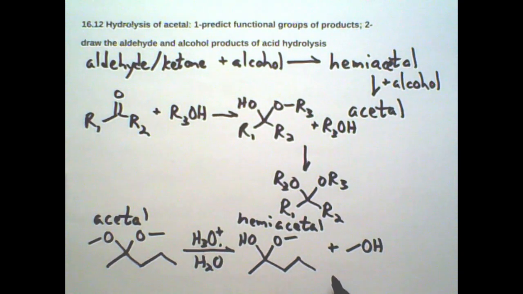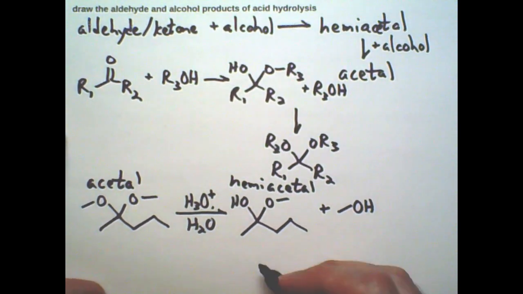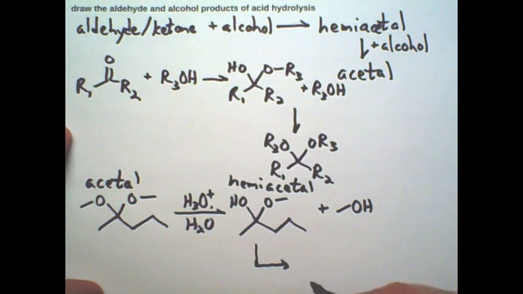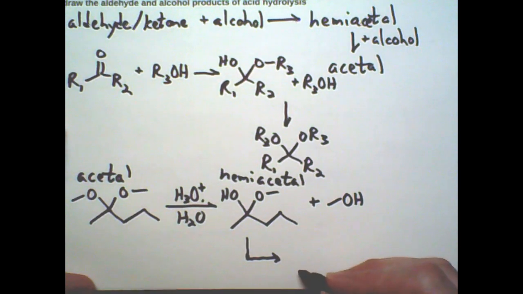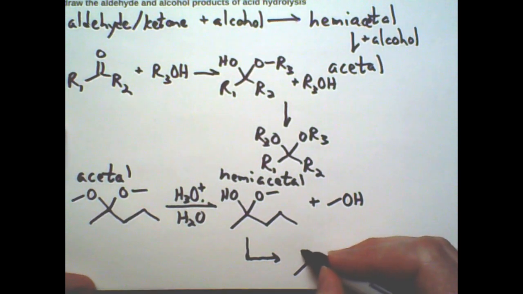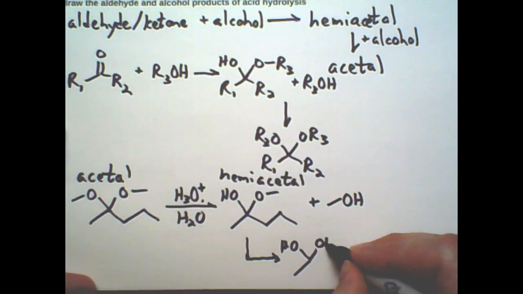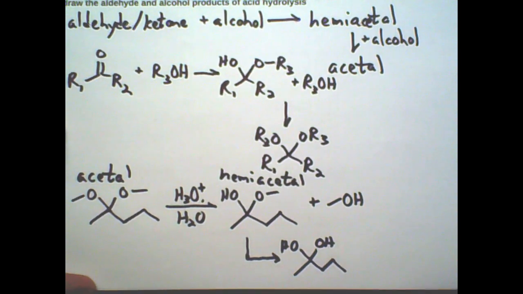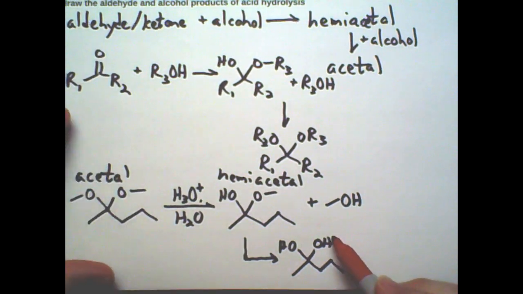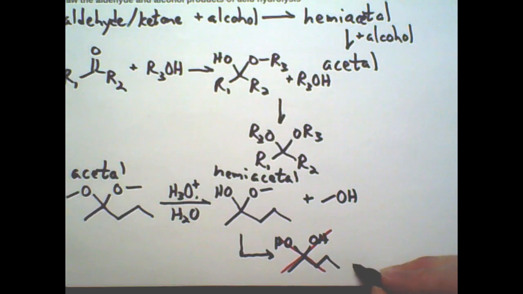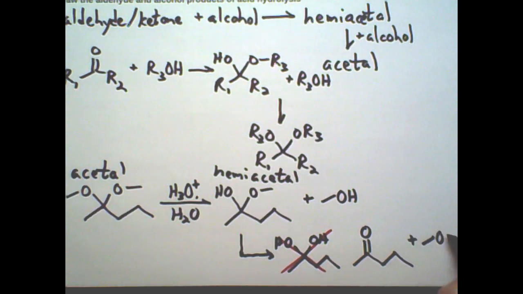Now we're going to repeat this again, because if we've got enough acid and enough water, the reaction will keep going. But it doesn't make two OHs like this. That would be a hydrate. That's not where it ends. So I'll cross that out. What it makes instead is the ketone and one more alcohol.